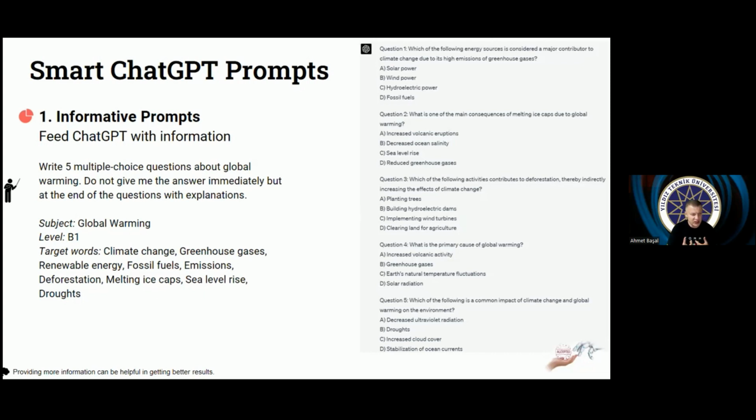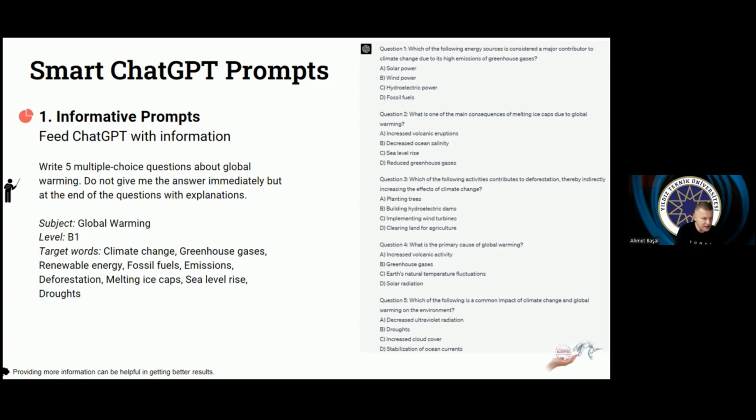Imagine that I'm the English language teacher, and there is a text about global warming in my course book, and I would like to go in detail of this text, and also try to evaluate the students' learning. So in the text, there are some words: climate change, greenhouse gases, renewable energy, fossil fuels emission. So I feed ChatGPT with this.